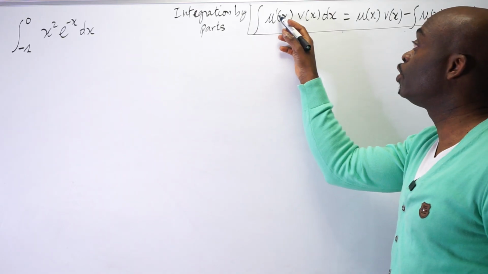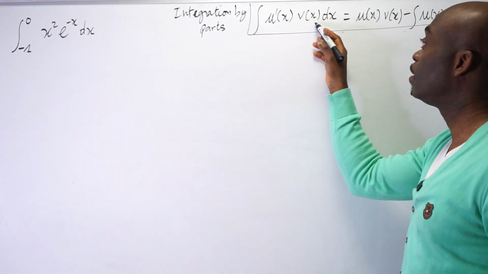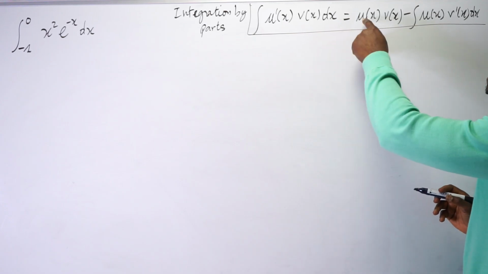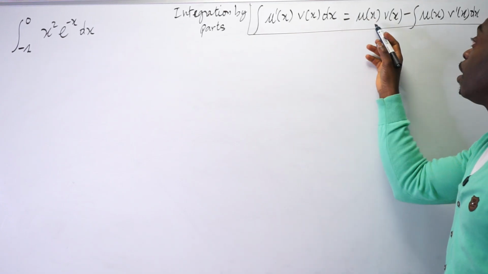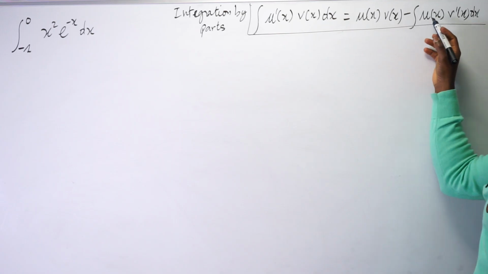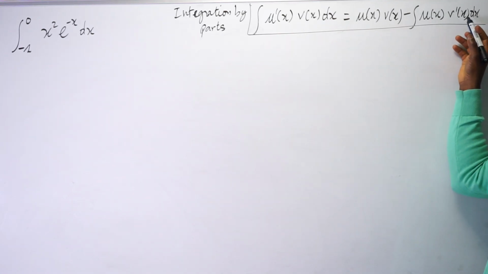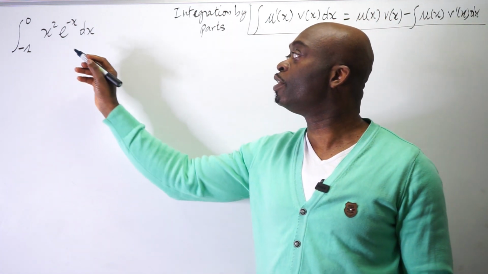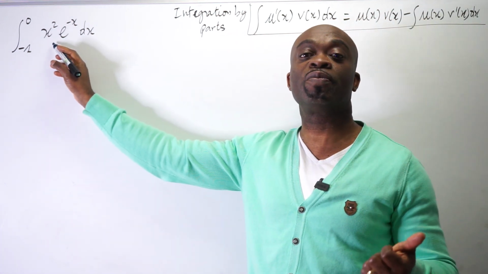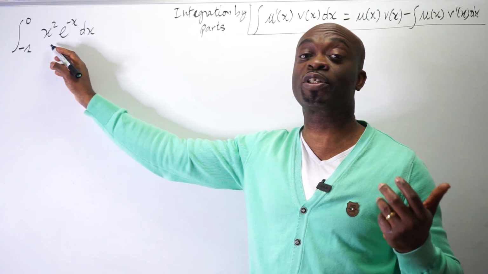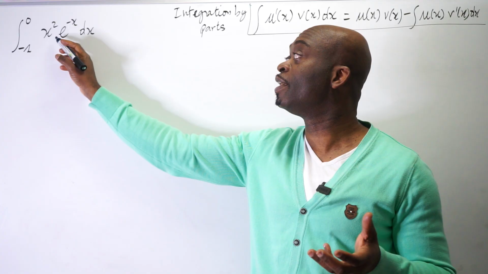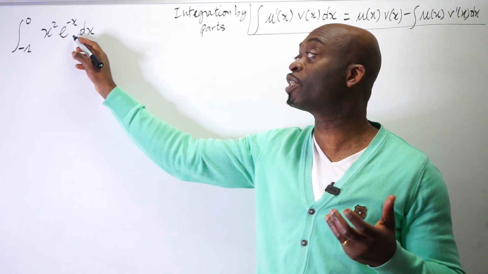The integral of u prime of x times v of x dx is equal to u of x times v of x minus the integral of u of x times v prime of x dx. What we need to know is which one is going to be our v and which one is going to be our u prime between the two functions, x squared and e to the negative x.